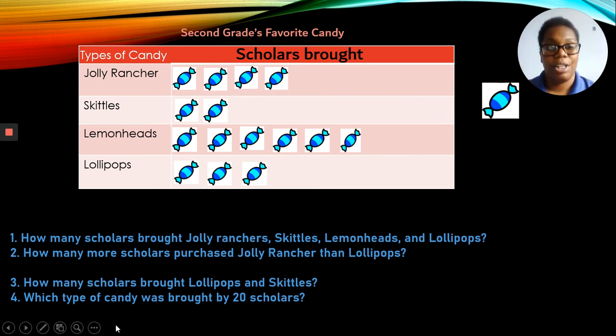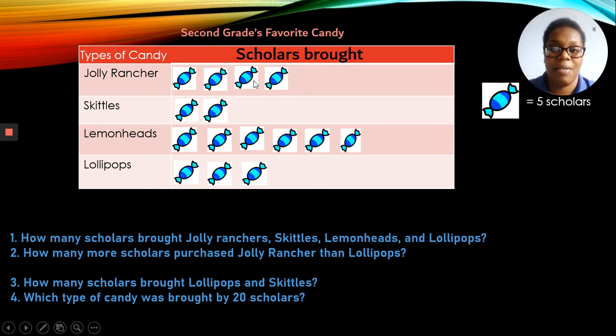So what if we change how much each candy represented? Instead of it representing 1 scholar, let's change it to 1 piece of candy represents 5 scholars. You think you'll be able to do this? Yes, you can. So let's go back to that first question. How many scholars brought Jolly Ranchers, Skittles, Lemon Heads, and Lollipops? If each candy represents 5 scholars, you would have to go through and count. 5.